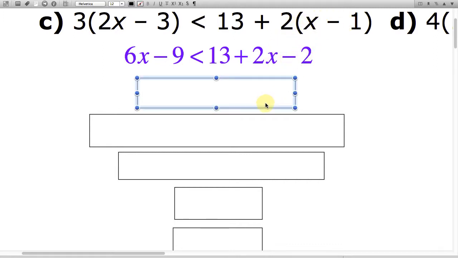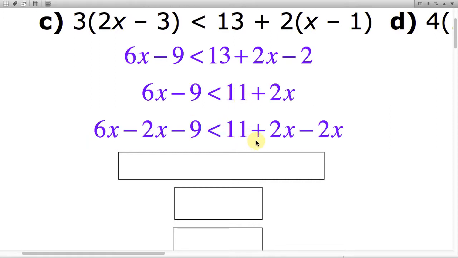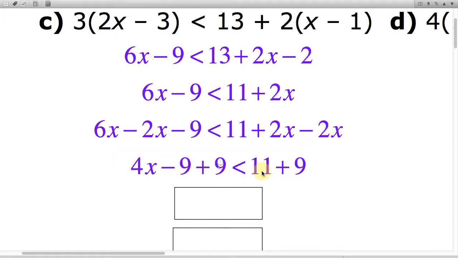Now we need to simplify. The left doesn't simplify, but on the right, the 13 take away 2 is 11. Now we need to move variable terms to one side, so I've subtracted 2x from the left, subtracted 2x from the right, and the 2x minus 2x is 0, so we just have 11 remaining on the one side, and the 6x minus 2x is 4x. Now, in order to move the negative 9 to the other side, I've added 9 to both sides. So here we have 0. 11 plus 9 gives me 20.